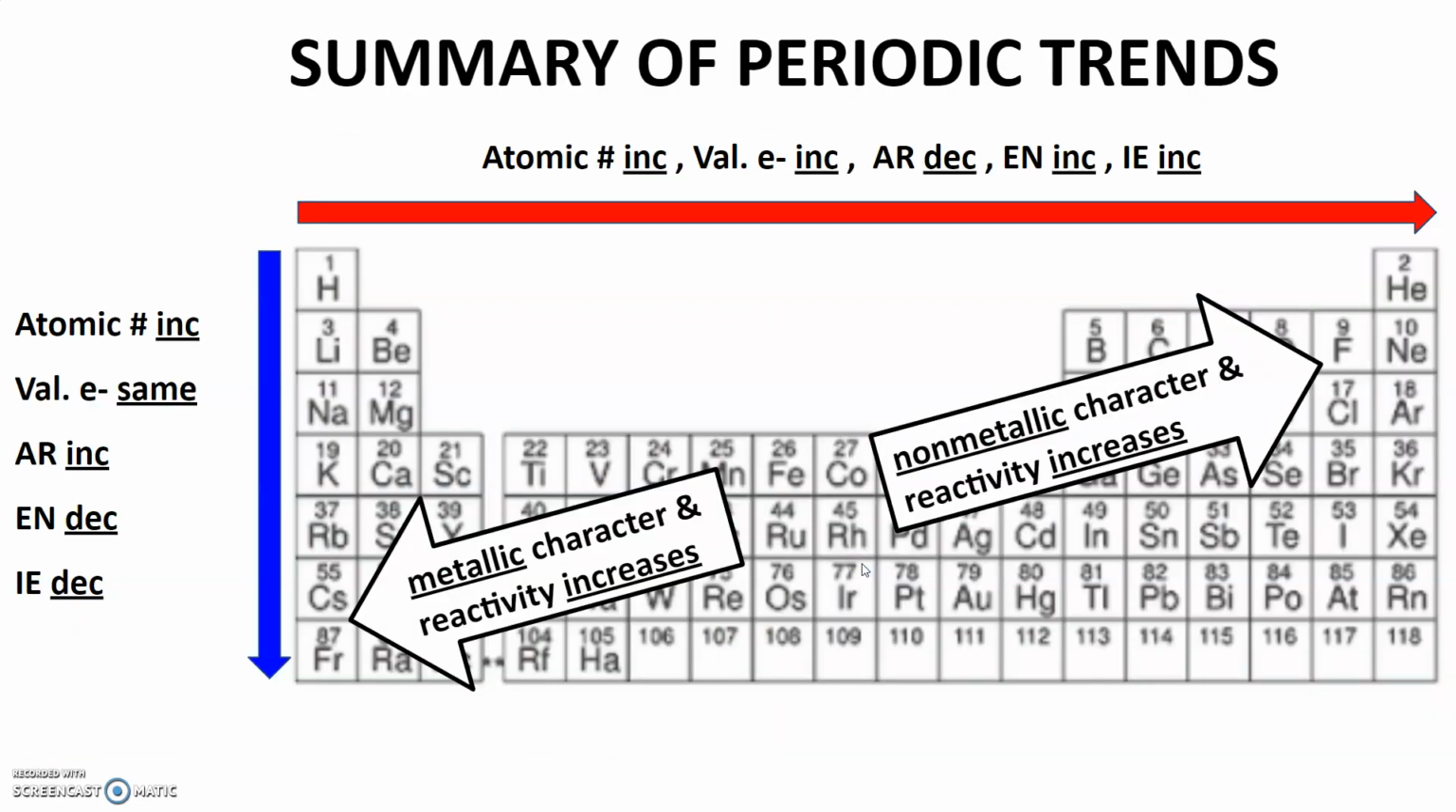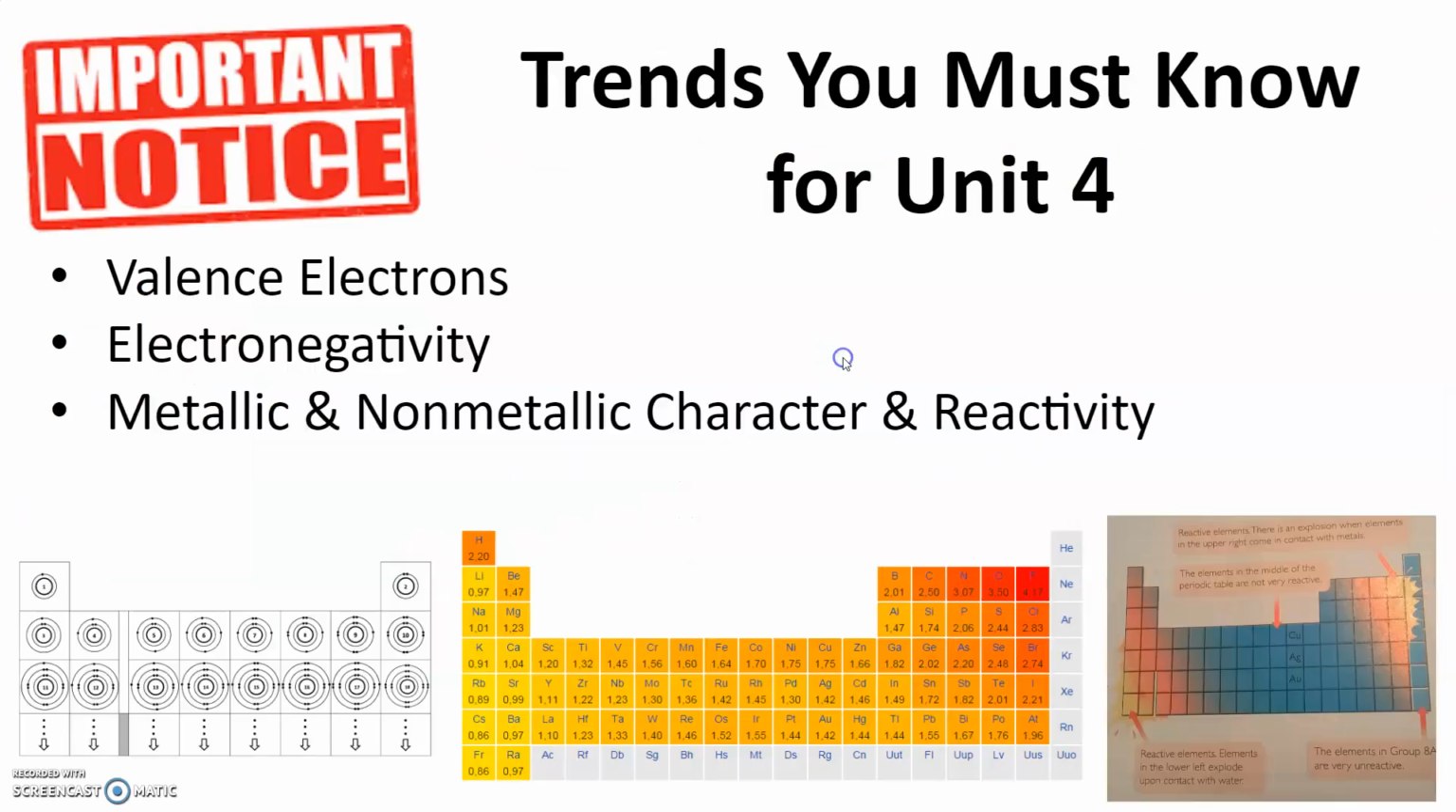All right, so here's a quick summary of the periodic trends. Notice that there are quite a few trends here: atomic radius, valence electron, etc., reactivity. So what are the ones that you absolutely need to know for Unit 4? The ones that are most important for Unit 4 are the valence electrons, electronegativity, and then the metallic and non-metallic character / reactivity. So these are the ones that you need to know for Unit 4.